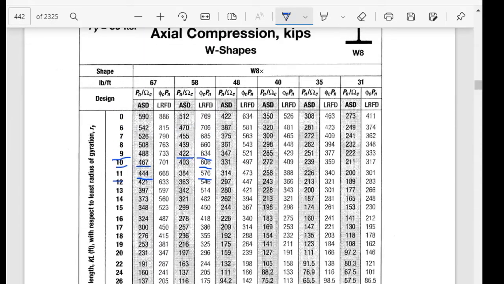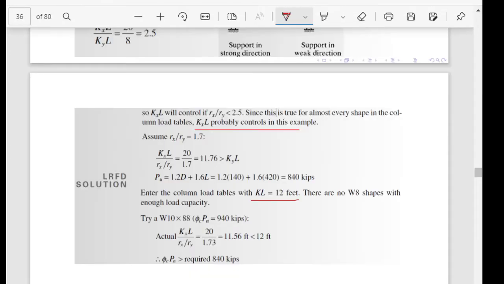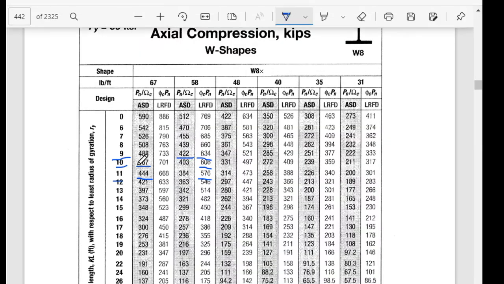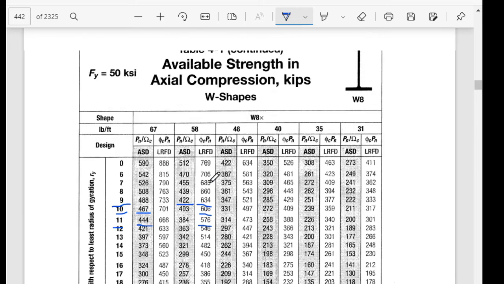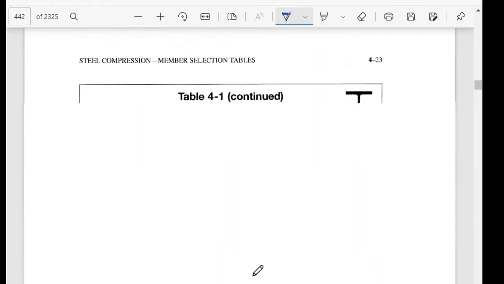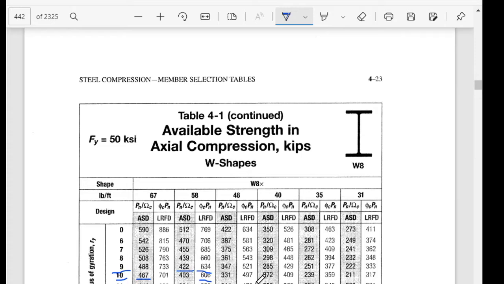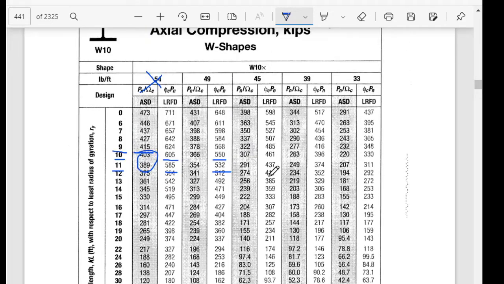This one, no? For KL of 12, the design strength should be greater than 840 kilopounds, slightly greater than. If you look at W8, it's not there. Wala for W8. No? Oh, wala. So, ato ta sa W10.